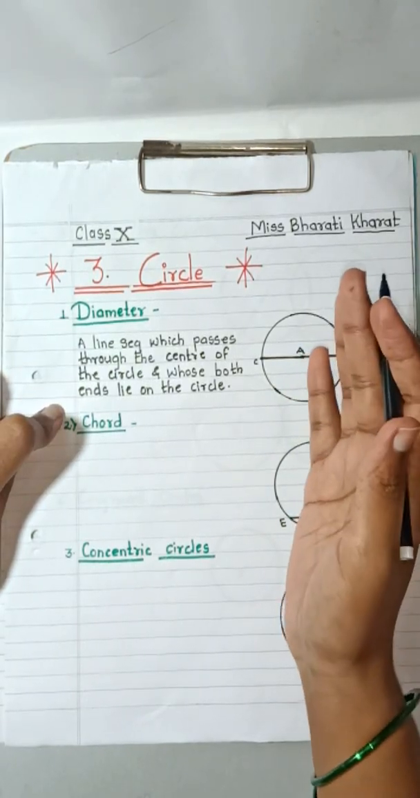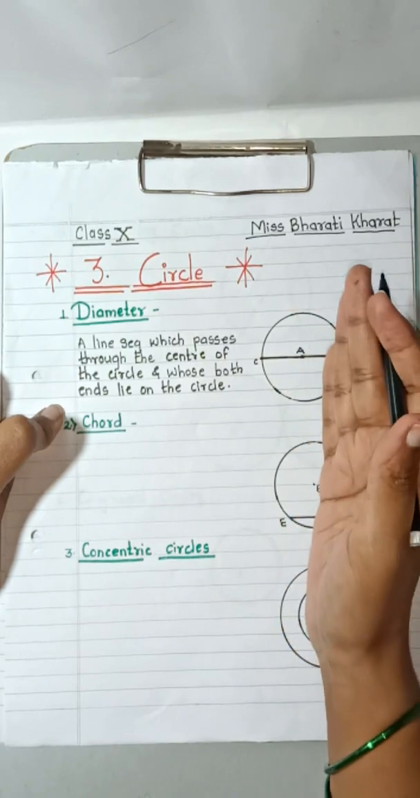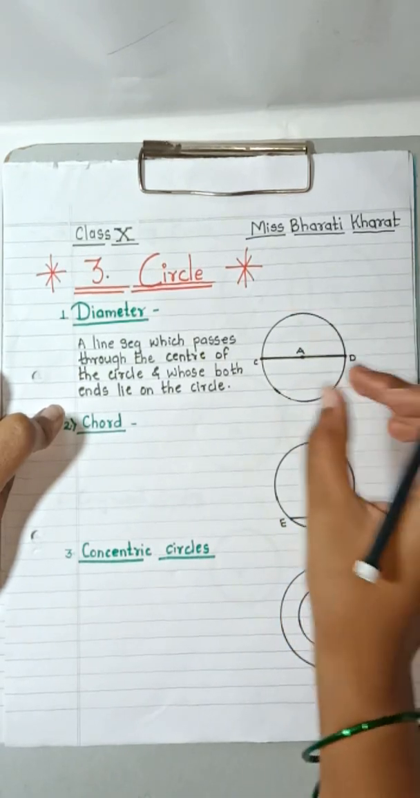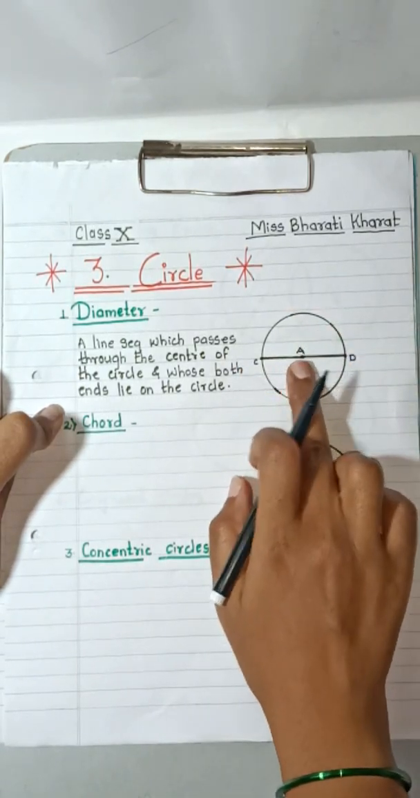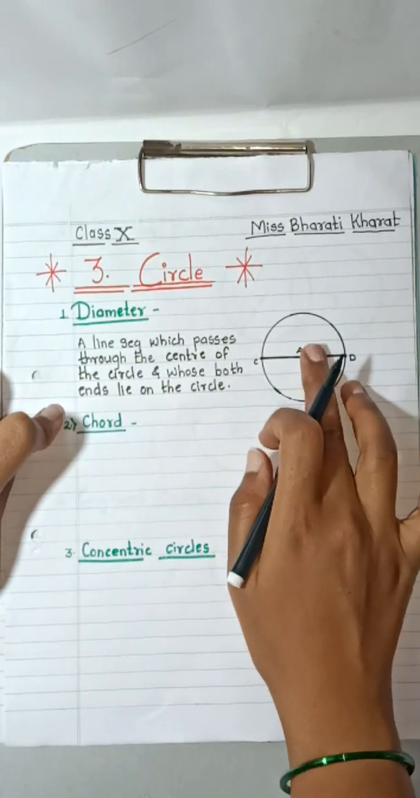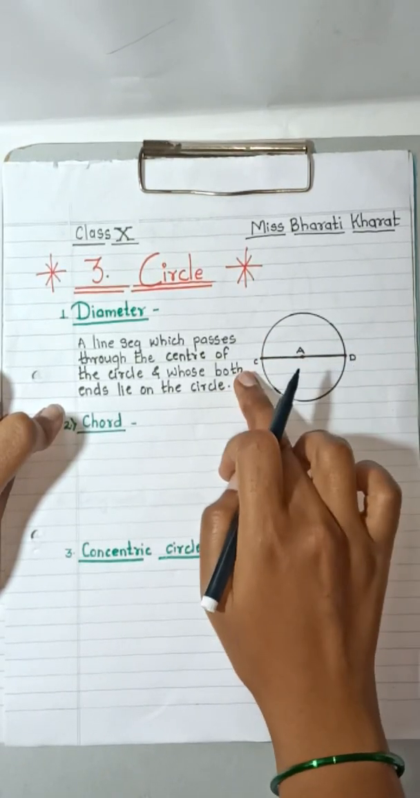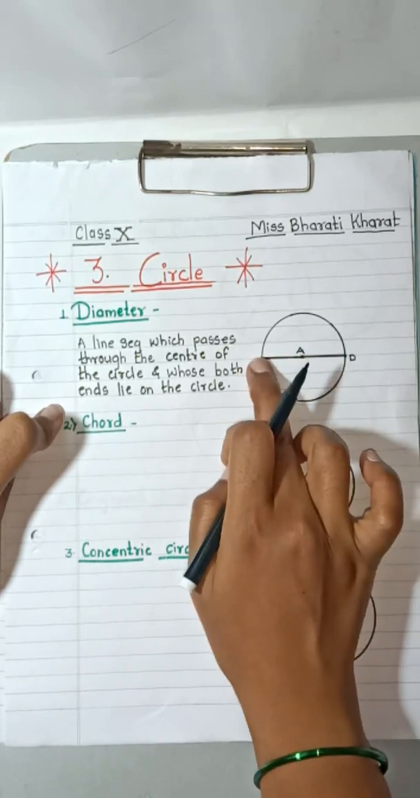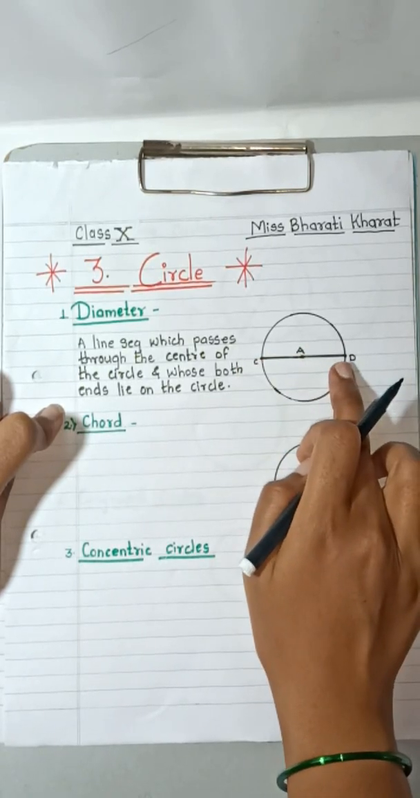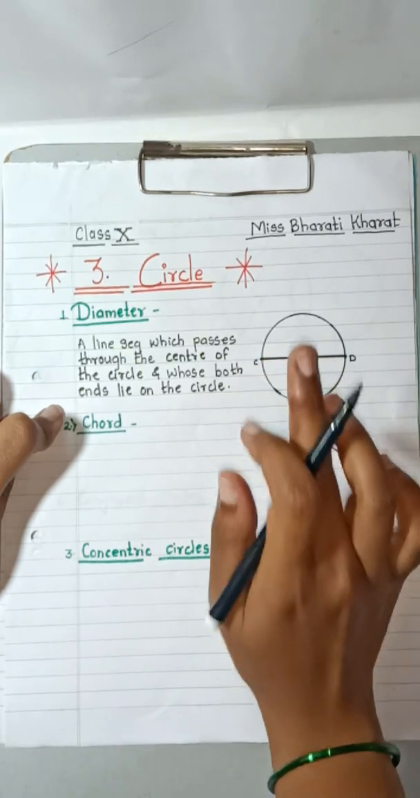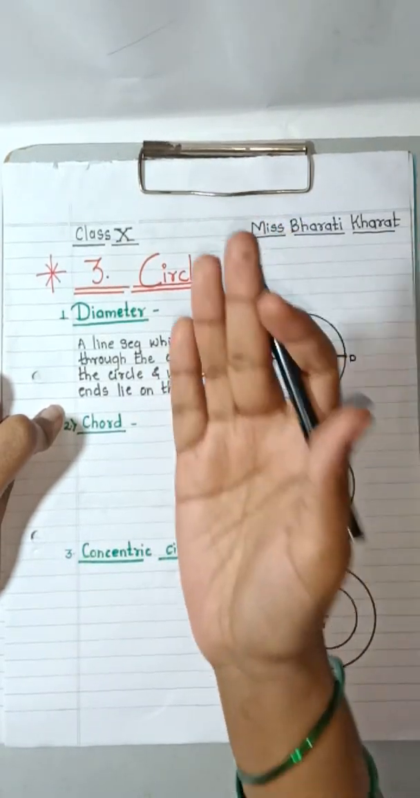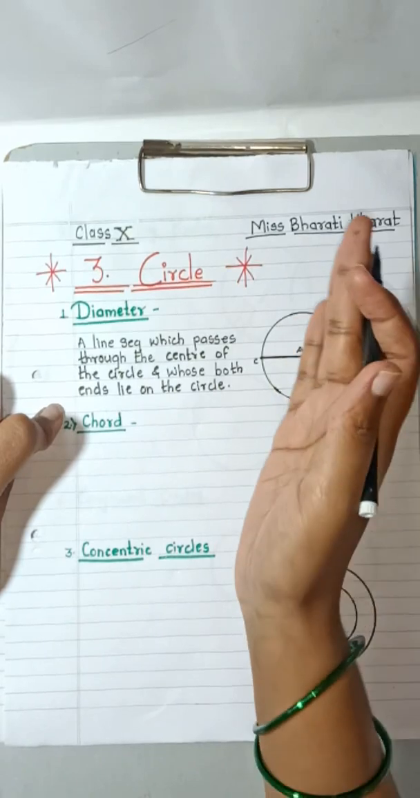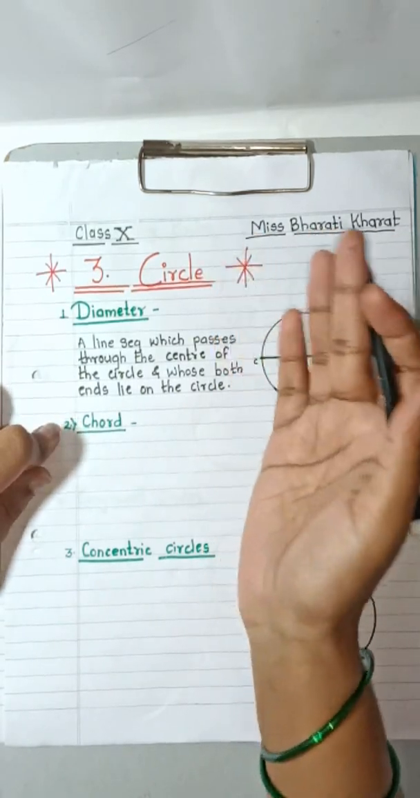Children, you also know that radius is half of the diameter. Now if you see, AD is the radius of the circle, or if you consider CA or AC, it is the radius of the circle. So what is the radius? Radius is half of the diameter. Okay, so it's very easy.